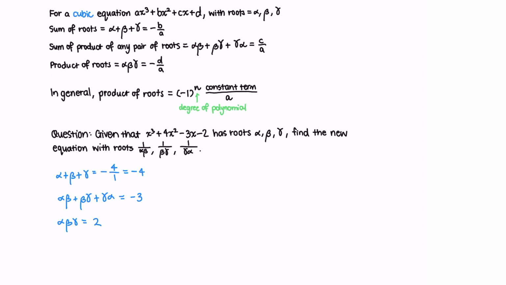Now, what the question asks us to do is to find the new equation with these new roots, 1 over alpha beta, 1 over beta gamma, and 1 over gamma alpha. Now, if we find the sum of roots, sum of the product of any pair of roots, and the product of roots of these three new roots, we can actually reverse engineer this new equation. Wait, so how do we do that?